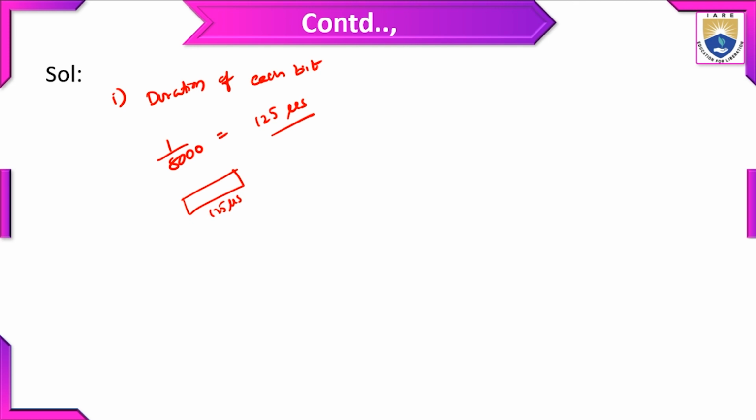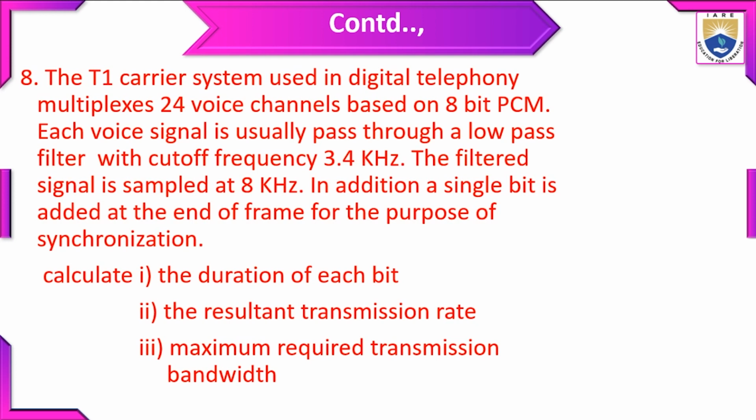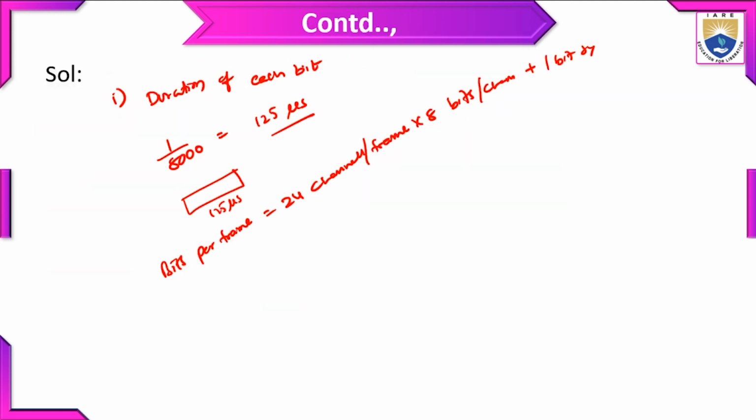Now bits per frame. Bits per frame is equal to 24 channels per frame into 8 bits per channel plus 1 bit for synchronization. This is already given in this problem. Here they have given 24 voice channels, sampled at 8 kilohertz, with 8-bit PCM, and 1 bit is given for synchronization. So 24 channels per frame into 8 bits per channel plus 1 bit. Now we get 193 bits. So each frame contains 193 bits.